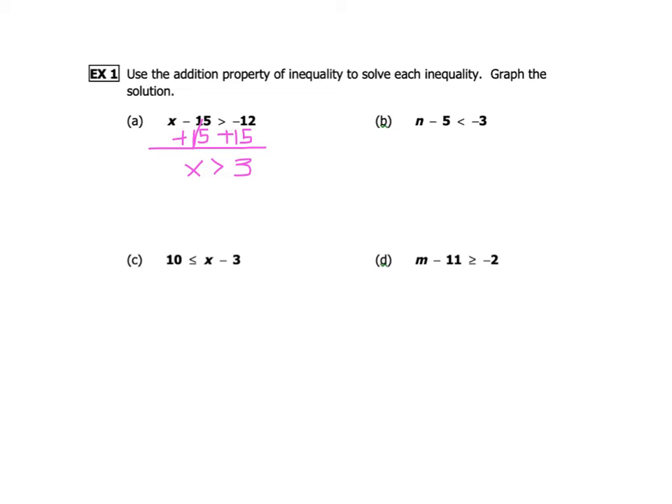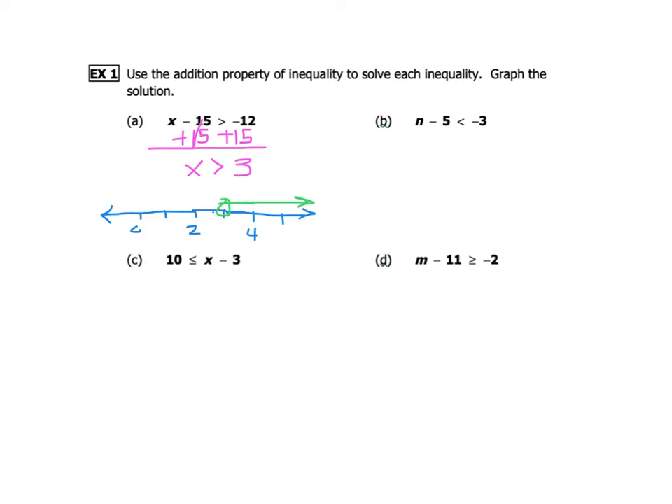The next thing we need to do is go ahead and graph this. This is just greater than, so we're going to use an open circle at 3, and notice the inequality points to the right. Greater than 3 means we're going to have an arrow drawn to the right hand side.